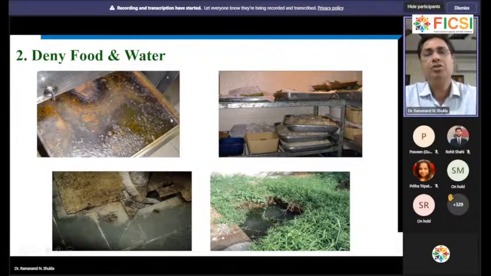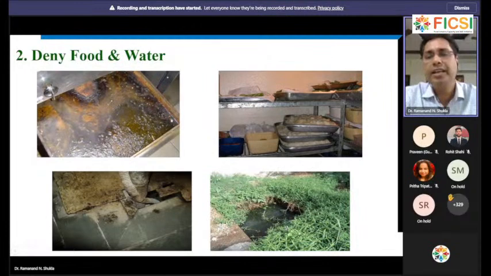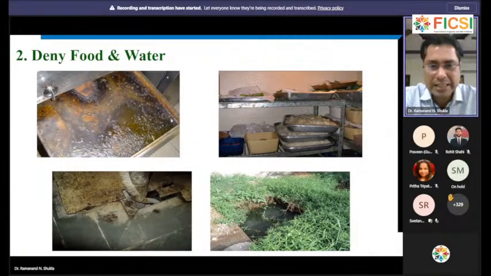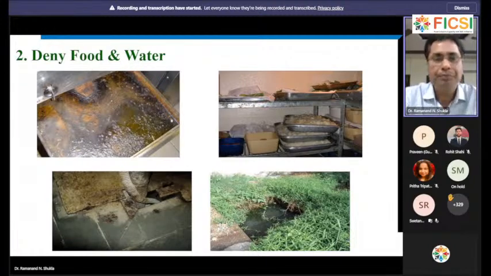Similarly, when we look at the exteriors of our facility, there may be these kinds of open drainage systems or some water logging, which will actually provide free water to all these pests. And therefore, all these images that you see are basically showing how we, without having that intention, provide a lot of food and water to the pests. So the best thing to deny food and water is to keep all your food items covered properly with lids. Have every place cleaned properly so that there are no food residues. All drainage systems, have them cleaned regularly and have them covered properly.